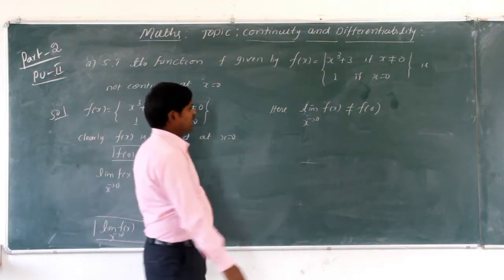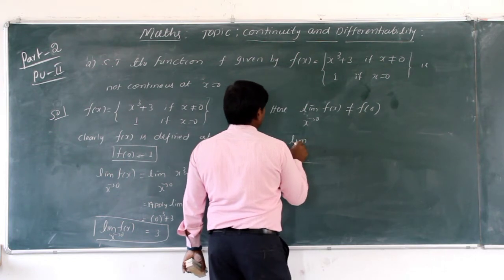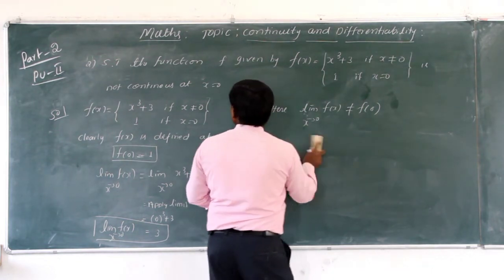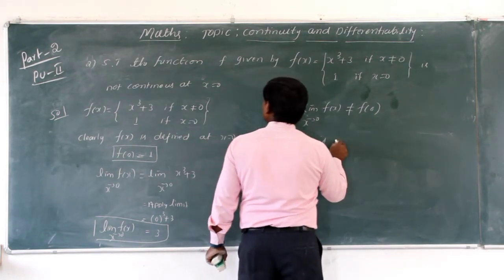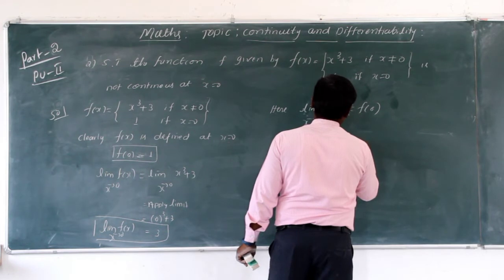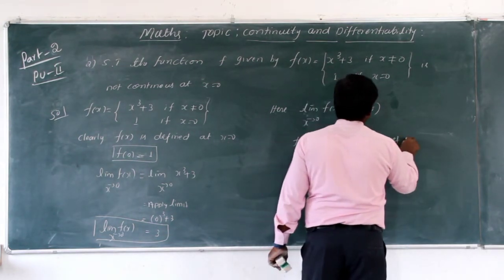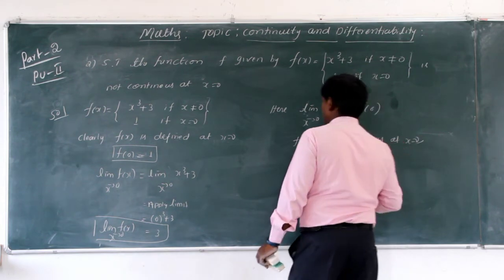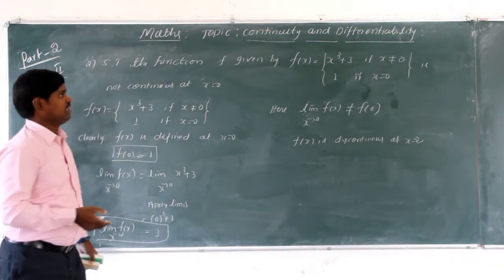So therefore we come to the conclusion that f of x is discontinuous at x is equal to 0. At this particular point only it is discontinuous.